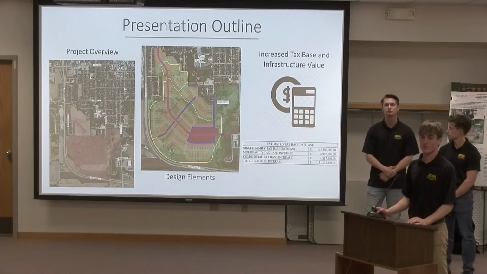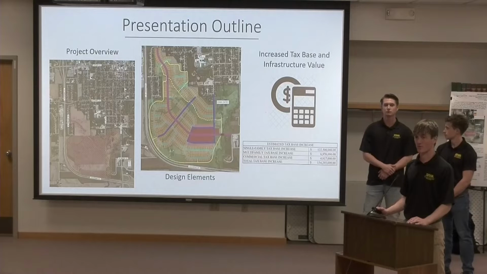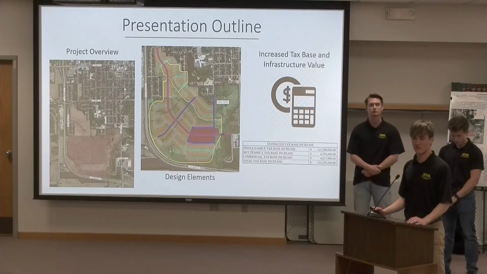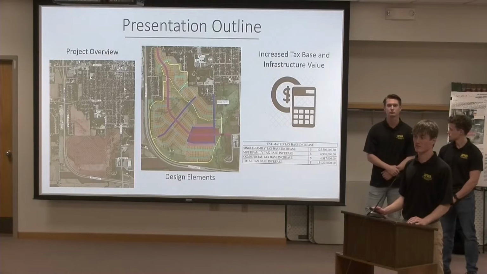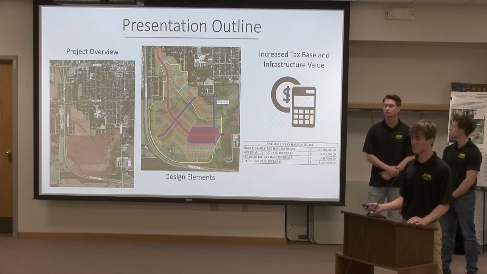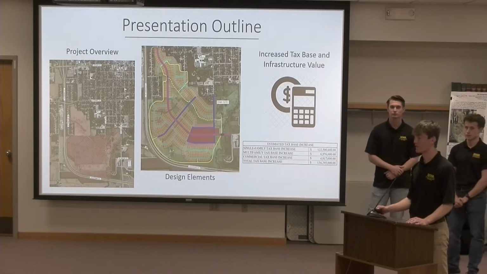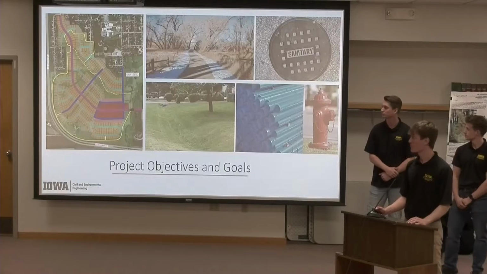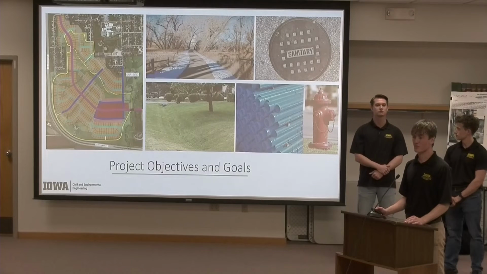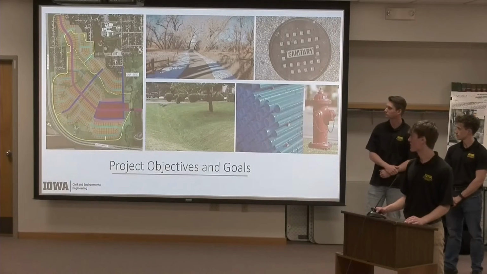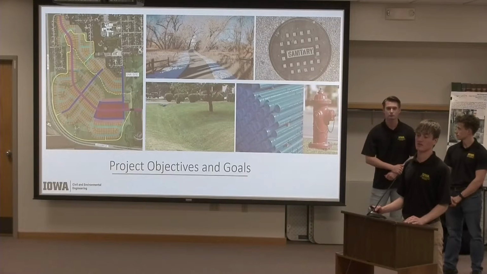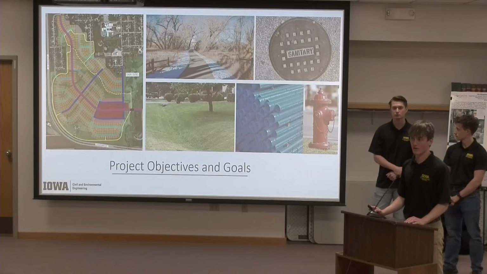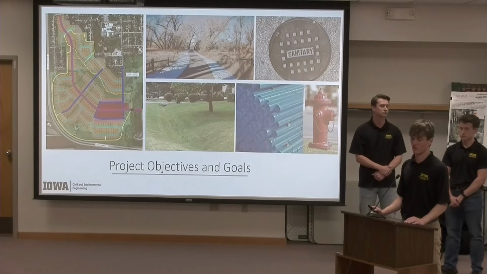For today's presentation, we're going to start off by talking a little bit about what the project entails, and then we're going to move into the design elements of the project, how we made some of those designs, and then finally we're going to talk about the benefits to the city, so the increased tax base and then also the infrastructure value that's added. So the land use plan is for the south side of Maquoketa, and it entails a street layout, a trail layout, as well as a sanitary sewer layout, a water main layout, and then also stormwater management.